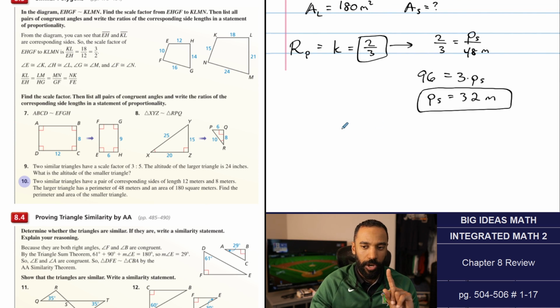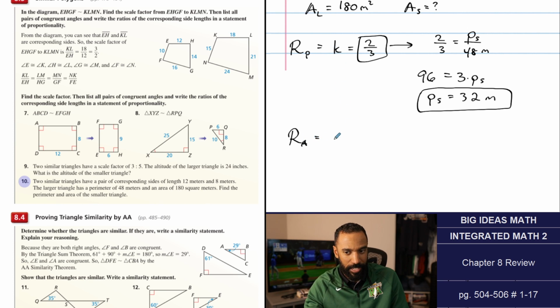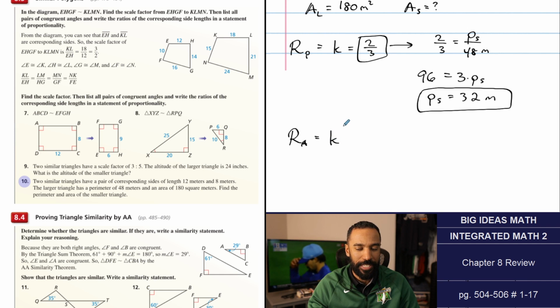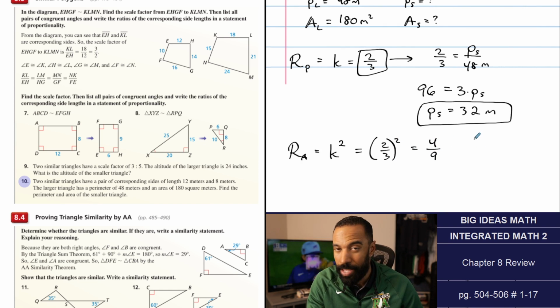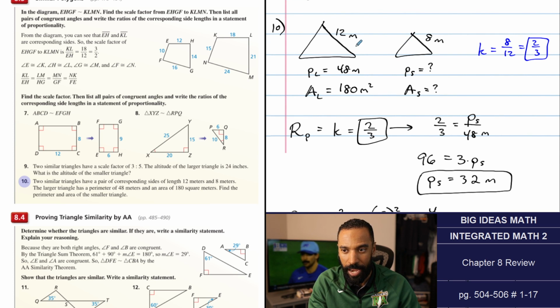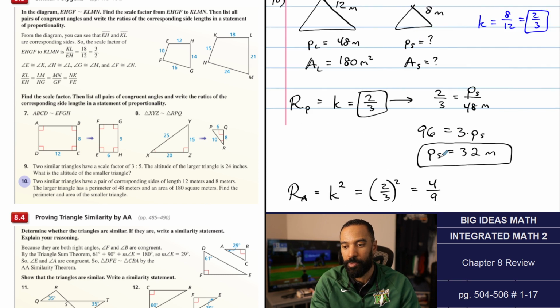Ratio of areas, though, you would be forgiven, however mistaken, if you believed that the ratio of areas was the same as the scale factor and ratio of perimeters. No, you take the scale factor and you square it. So 2/3 squared, square the 2, square the 3, you get 4/9. The area of the smaller triangle is not 2/3 the area of the bigger. It is 4/9 the area of the bigger, which is a smaller number. 4/9 is around 44%, 2/3 is around 66%, so it's a small number.